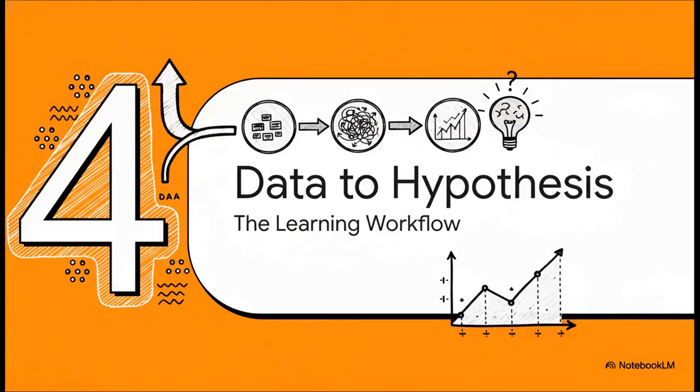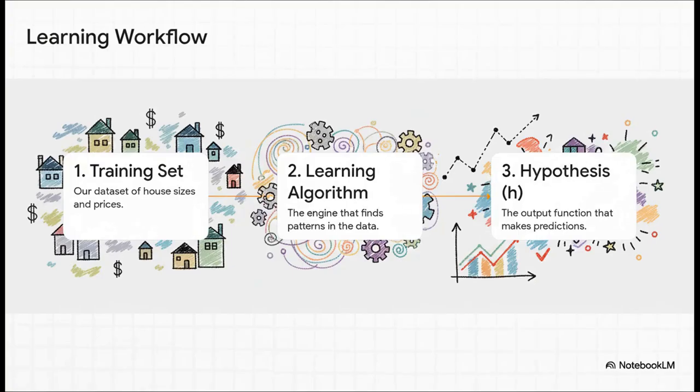Okay, we've got the data, we've got the vocab. Now let's put it all together and look at the actual workflow. How do we turn all this raw data into a real working predictive machine? Well, it's a surprisingly simple 3-step process. Here's how it works. First, you take your training set, then you feed it into what's called a learning algorithm. You can think of this as the engine that just churns through all that data looking for patterns. And what pops out the other side? A function. And in machine learning, we have a special name for this function. We call it a hypothesis.